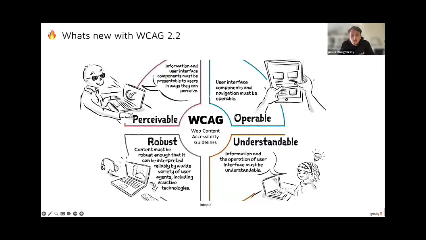It's like making sure a building has ramps, it has clear signs, it has doors, it has access, it's accessible. This is just for the internet.